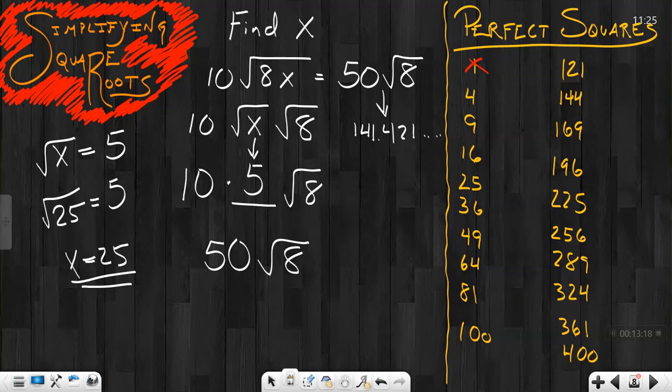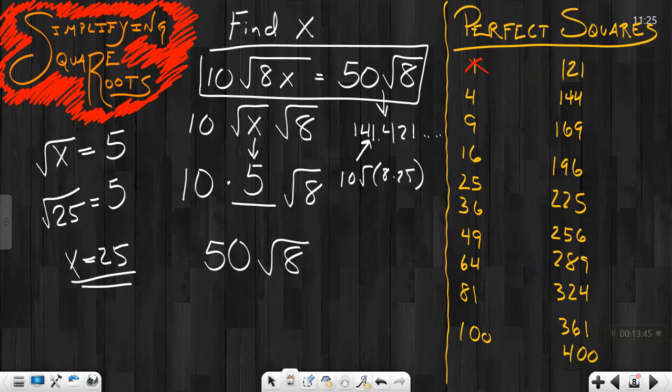All right, now I'm going to plug in 10 root, and it'll look like this in your calculator, 8 times 25. Make sure that you write it like that, okay? Otherwise, you're going to be getting the wrong thing there. Root 8 times 25. All right. And I get the same 141.421. It works out. That's how I know that it's right, because I can verify that this indeed is a true statement when x is 25.